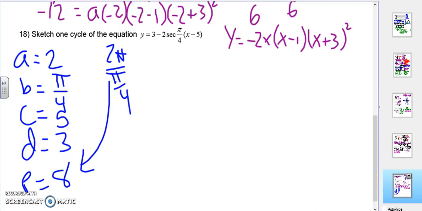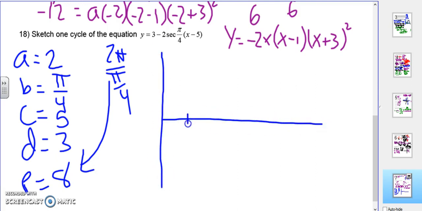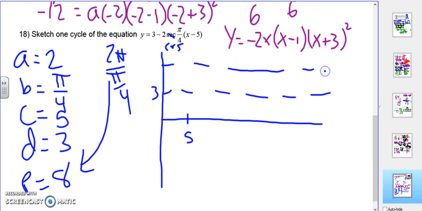All right, so it says to sketch one cycle. My C value is 5. So I need to start at 5. Now, I'm going to sketch this as a cosine graph, dotted. So first of all, my C value is 5. My D value is 3. So I have a dotted line at 3. Amplitude's 2, which means up to 5, and down to, which is 1.